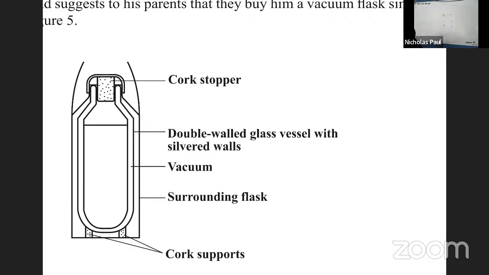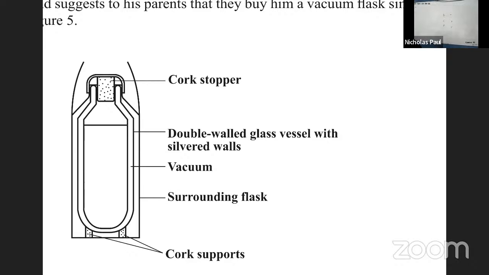So the cork stopper is a poor conductor of heat, so it stops heat loss by conduction. It also stops heat loss by convection as well, because remember it's a stopper, so nothing will pass through. Everything stays in the container. What's the purpose of the double wall glass vessel? That's silver. What would it do?